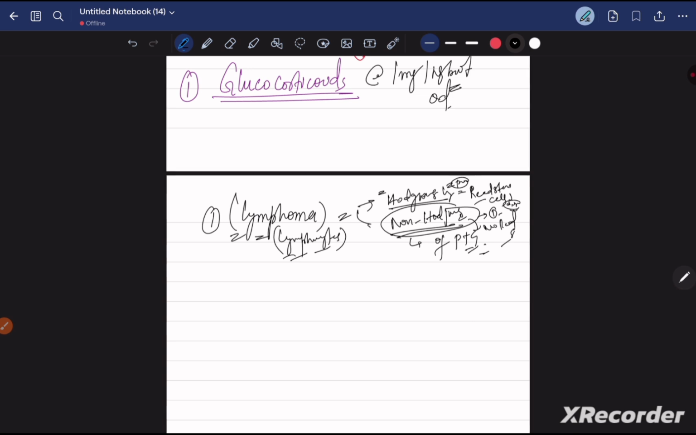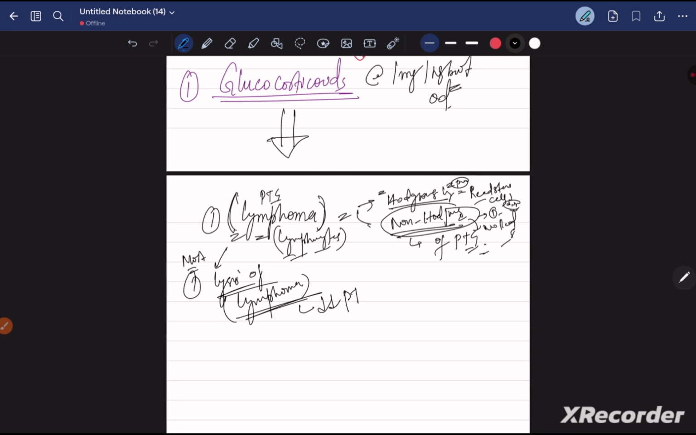This is not the mandate of this lecture, but remember, glucocorticoids are only used in those primary hyperparathyroidism cases where the clinician is certain that the hyperparathyroidism is because of parathyroid gland lymphoma. So how do these glucocorticoids help? The first mechanism of action is lysis of lymphoma. Whenever there is lysis of lymphoma, there will be decreased PTH secretion, so it will decrease the calcium level in the blood. So the first mechanism is direct lysis of lymphoma. Second, it increases the renal calcium loss.